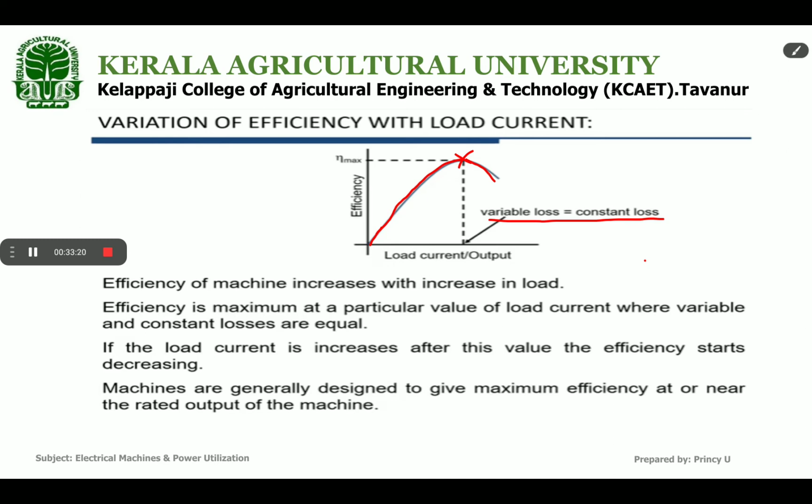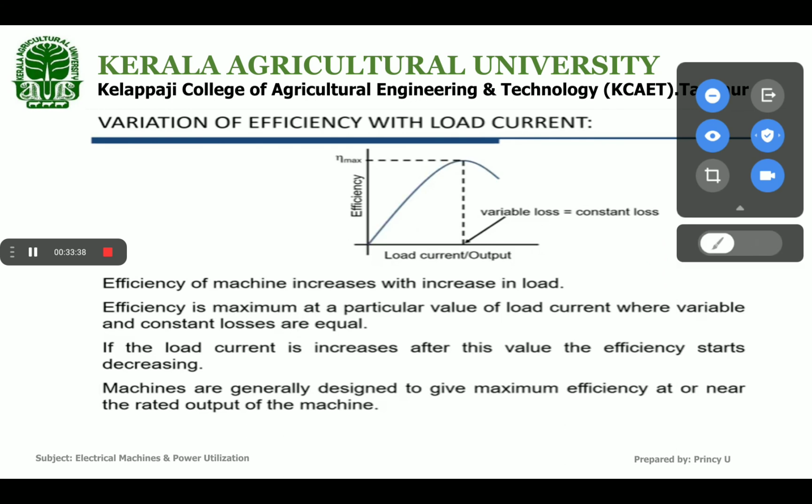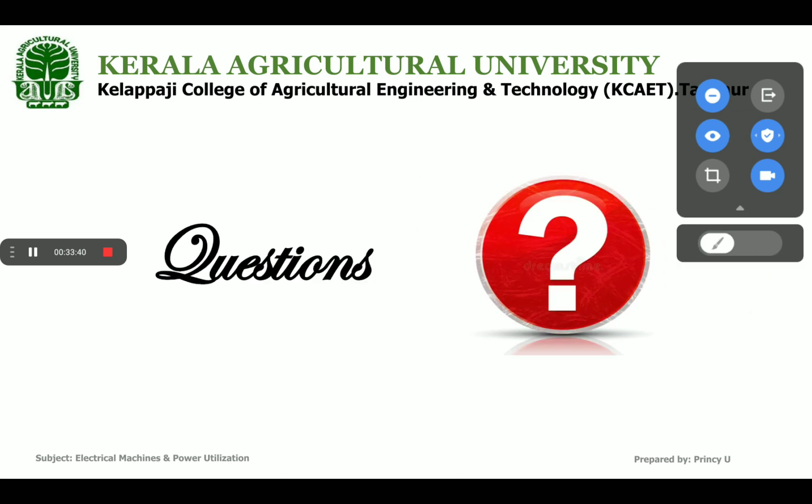Because then only you will get higher efficiency, and also operational cost can be reduced at maximum efficiency. So when we get the maximum efficiency, operational cost will be less. Okay. So these are the topics for today. Thank you.